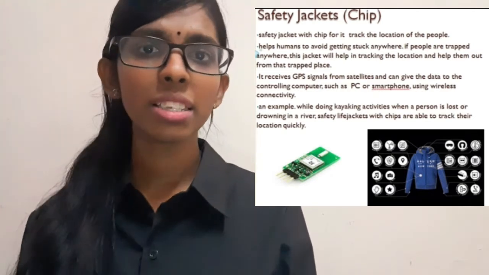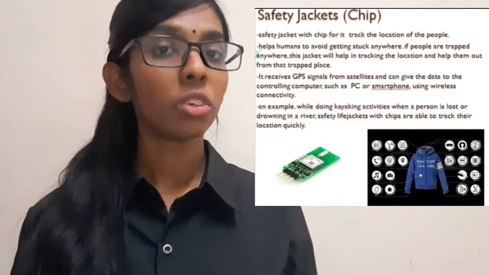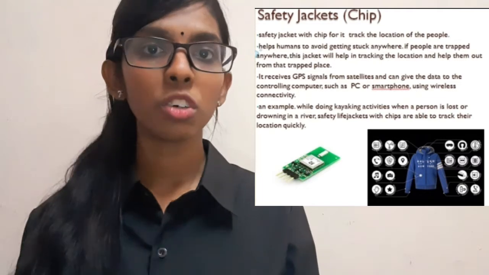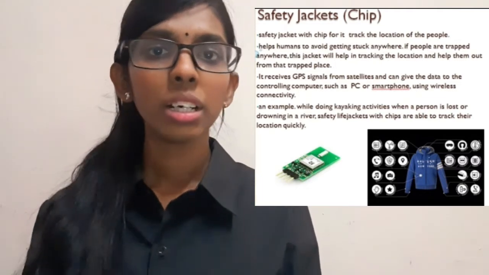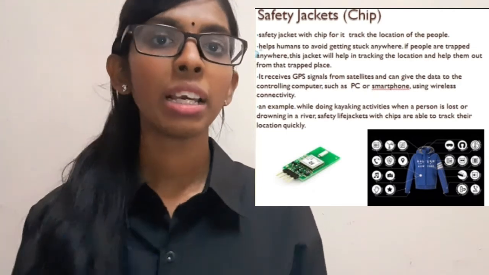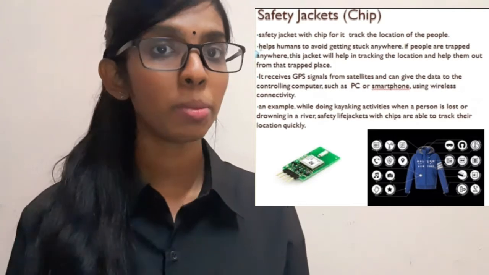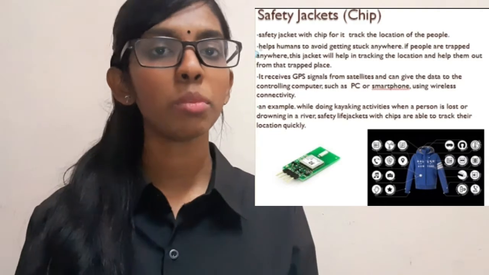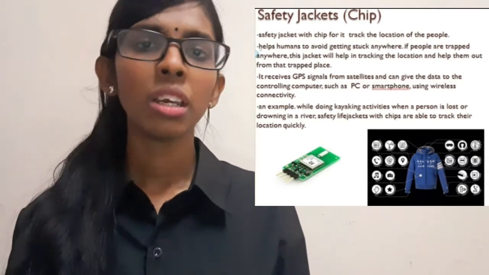At an activity center, there is a high probability of losing or forgetting the written route, since the activity center is huge and performs many different types of activities at one time. So, this safety jacket with a chip will allow people to avoid getting stuck anywhere. This jacket will help to track people's location and help them get out of the trapped place if they are trapped or stuck anywhere. And how can a microchip work on a jacket? This is the most common question that will always be asked by people.